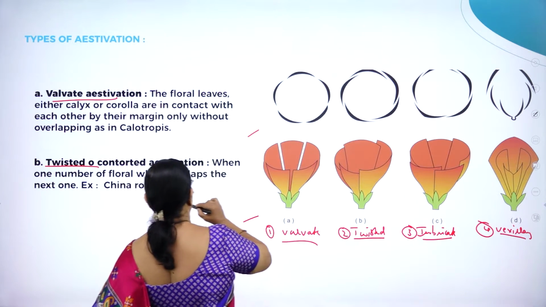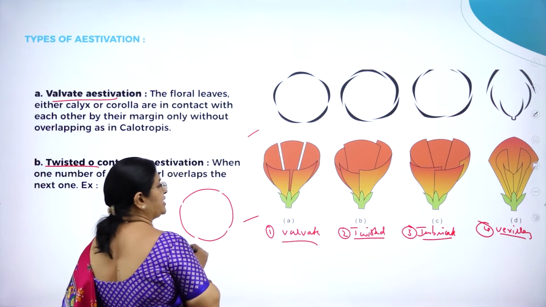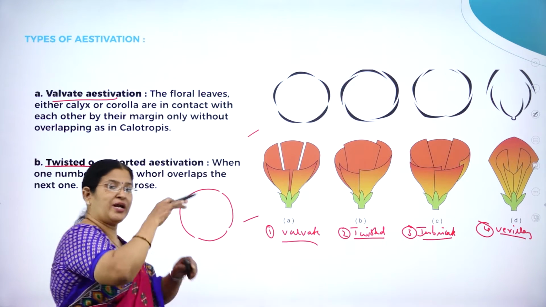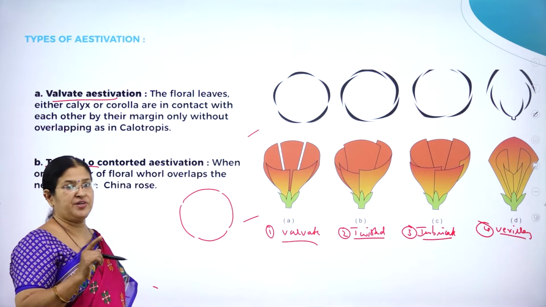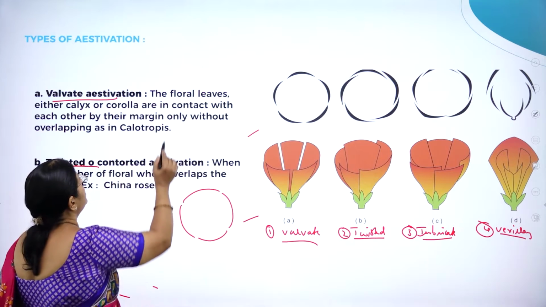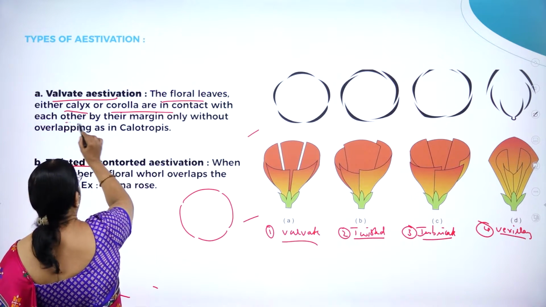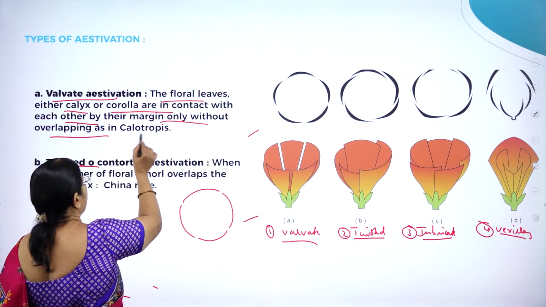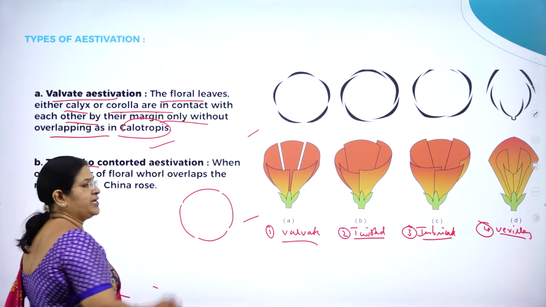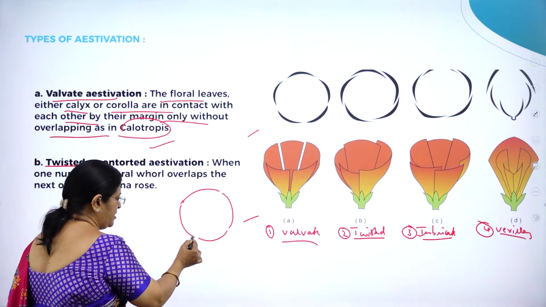It is like a ring. They just touch each other. They don't overlap. What do you mean by overlap? One above the other. Such a type of aestivation is called valvate aestivation. So here the floral leaves, either calyx or corolla, are in contact with each other by their margin only without overlapping, for example, as you see in Calotropis.